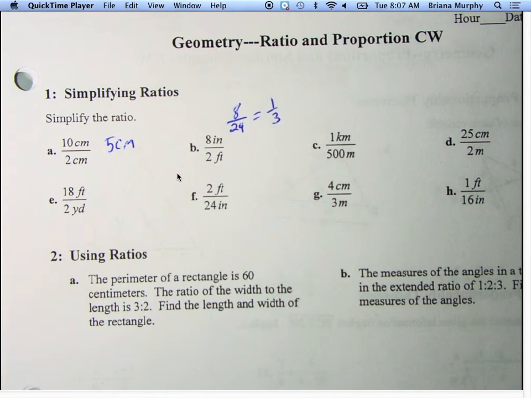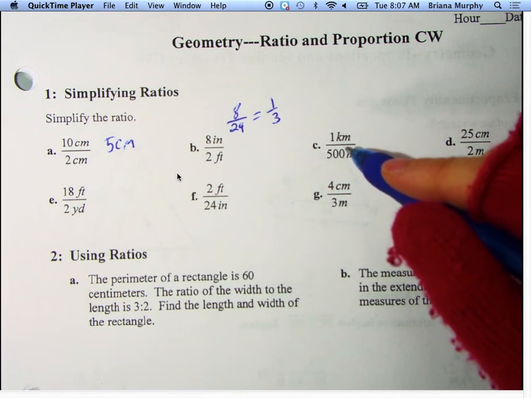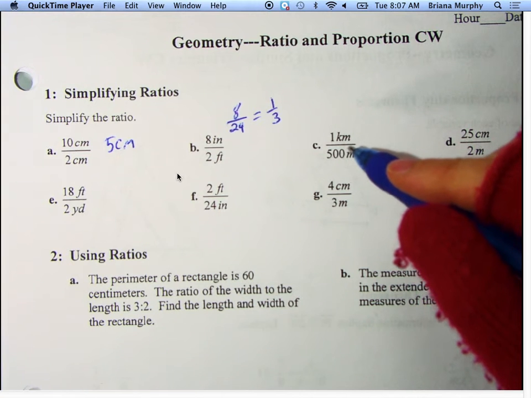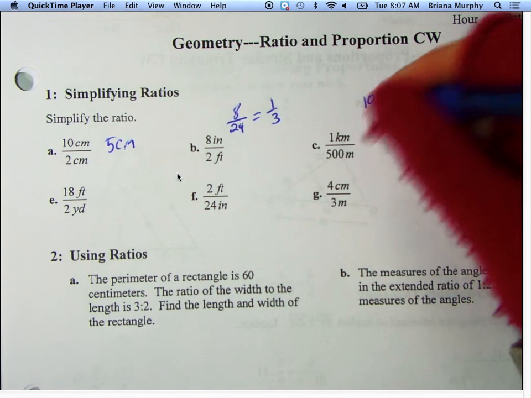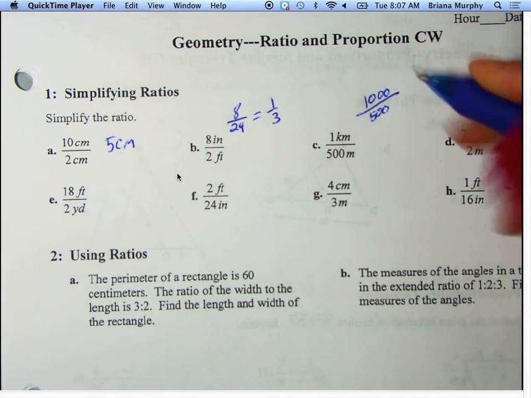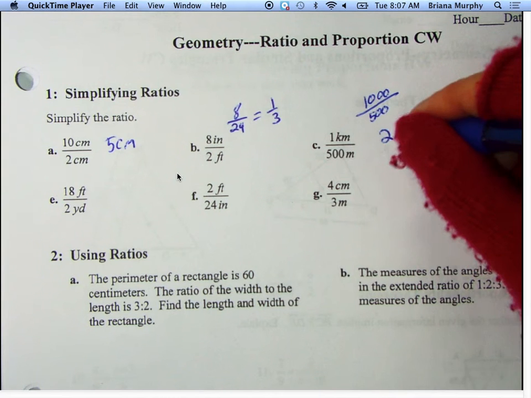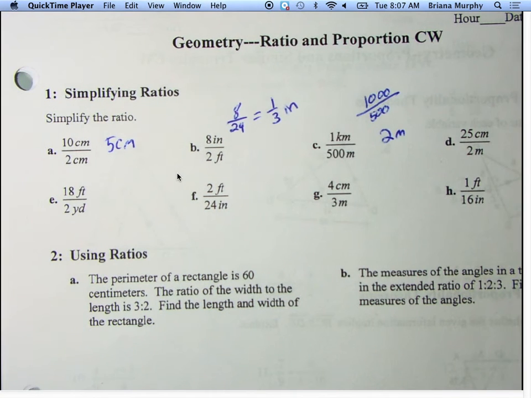All right. How many meters are in a kilometer? A thousand. So there's 1,000 meters in 1 kilometer. So 500 goes into 1,000 2 times. Make sure you guys are finishing these with inches, meters, feet, whatever. Okay? Do I need to keep going?